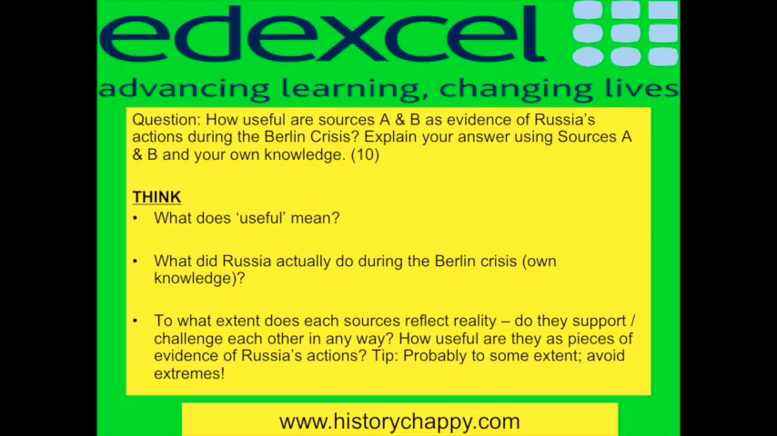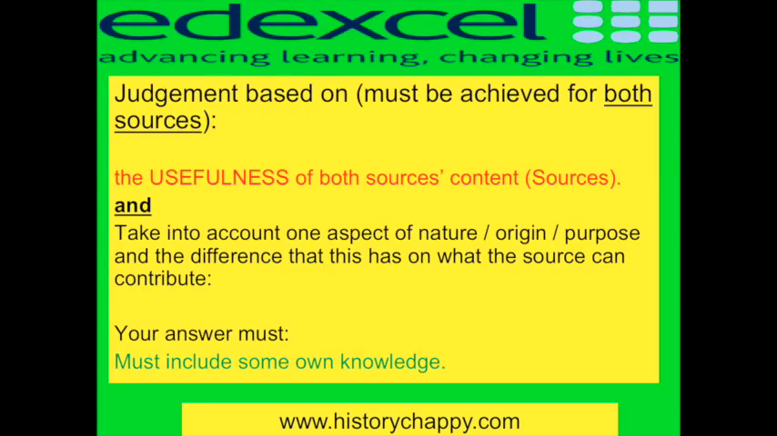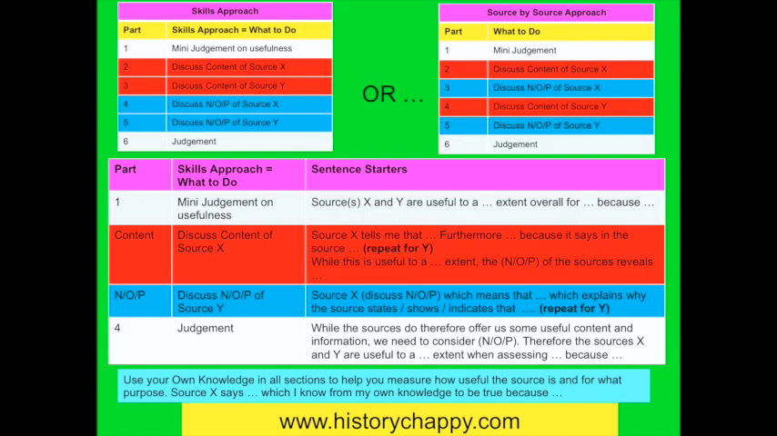So here's a way you can potentially structure it. Moving on. So it's usefulness, nature, origin and purpose, and includes some own knowledge. Here we go. Now this looks quite complex. So essentially at the top of the screen, you've got 2 different ways that you could approach the question. Believe me, it's not that complex because it's only worth 10 marks. So you can either discuss the content of both sources, then the nature or origin or purpose of both.